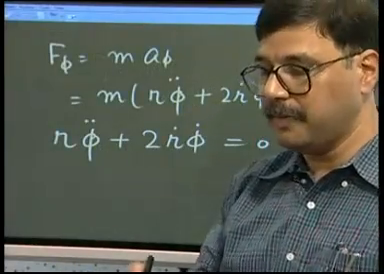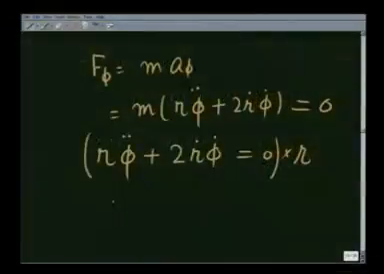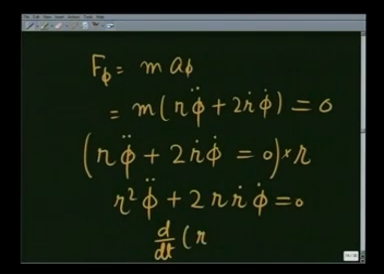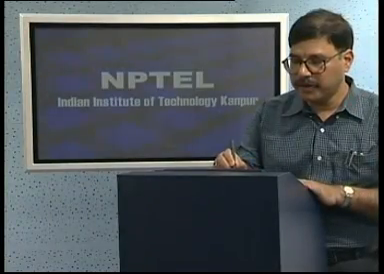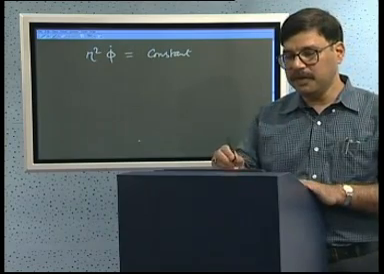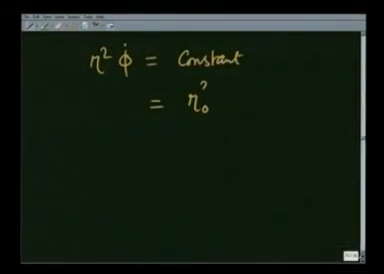I can easily integrate this equation if I multiply this whole thing by r, so that I get r square phi double dot plus 2 r r dot phi dot equal to 0. You can easily see this is nothing but the derivative of r square phi dot: the first term gives you r square phi double dot, the second term gives you 2 r r dot phi dot, and this is equal to 0. Since the derivative of r square phi dot is 0, r square phi dot is a constant. So, if the initial position was r 0 and its initial angular speed was omega 0, this remains fixed.